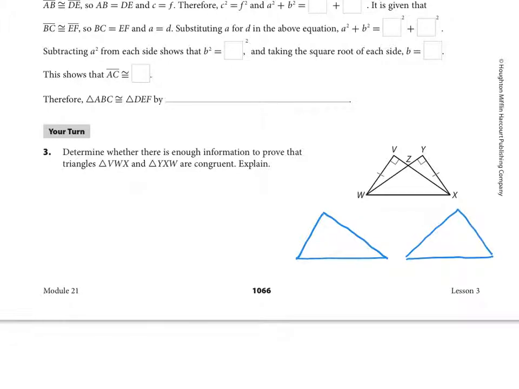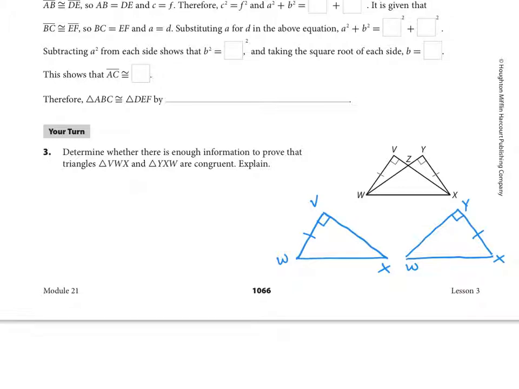So here I have my first triangle VWX, and then my second one is YXW. Mark the right angle there. That was given to us at V and at Y. And we're also given that VW is congruent to YX. So I pretty much just copied the picture up here. I just separated the two triangles. Okay, now we've got to figure out, do we have enough information here to conclude that the two triangles are congruent?